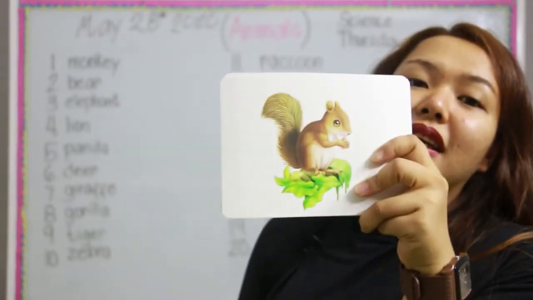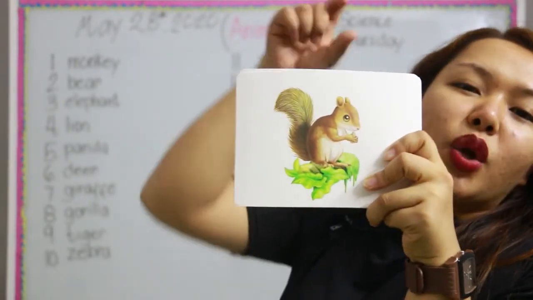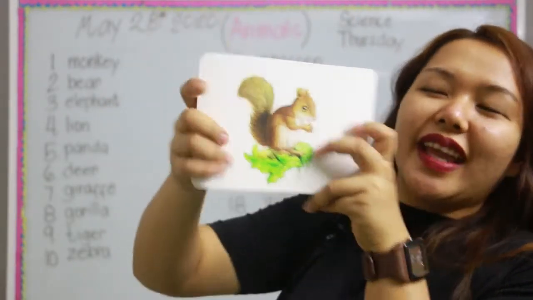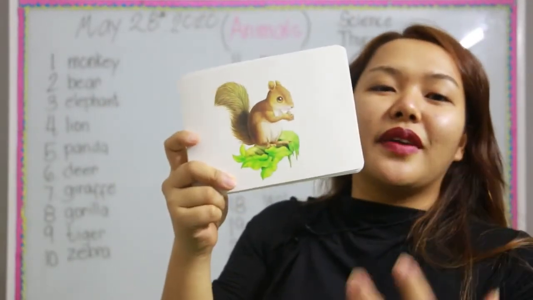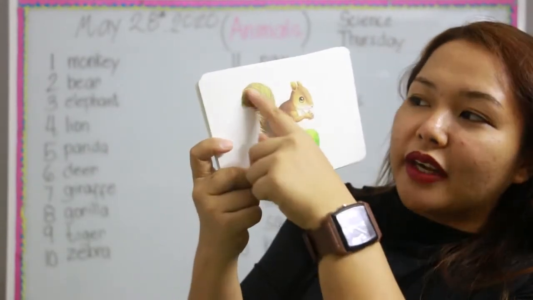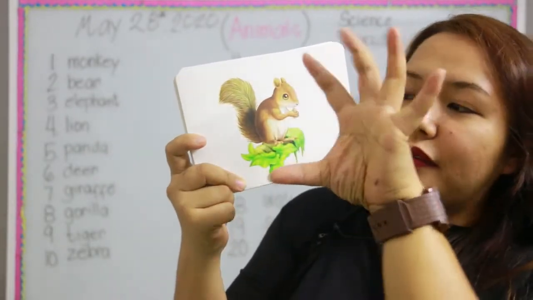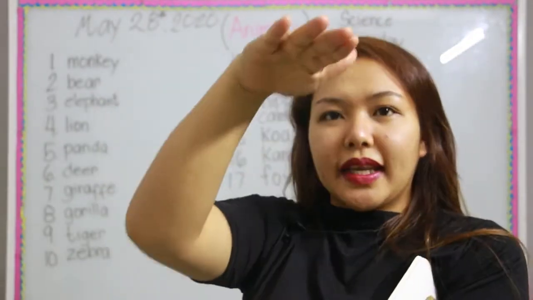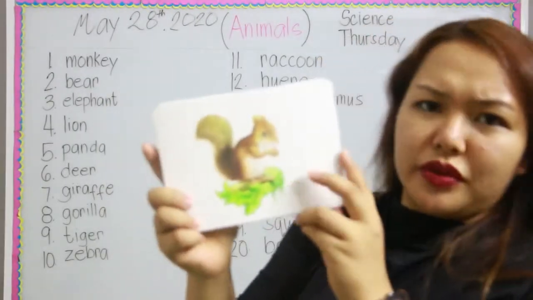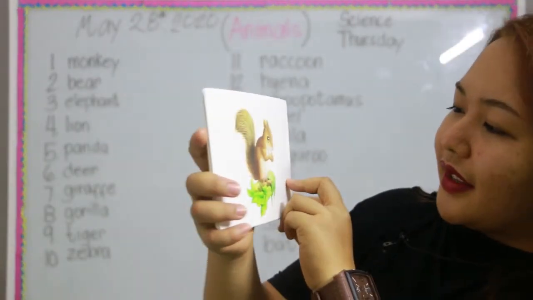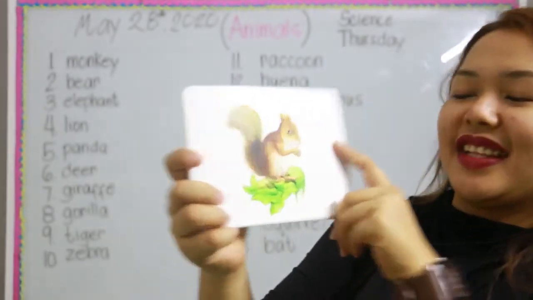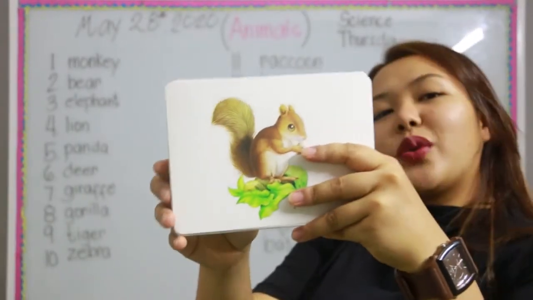This is a squirrel. Squirrel. Okay, they're very cute. They have a very furry and hairy tail. They're very small. Okay, not very small, but they're kind of small. Not too big an animal, but they're very cute. They also love to eat fruits and vegetables. Okay, that's your squirrel.